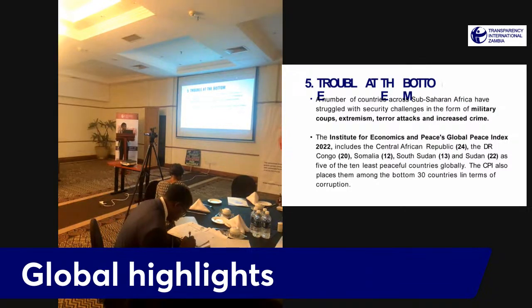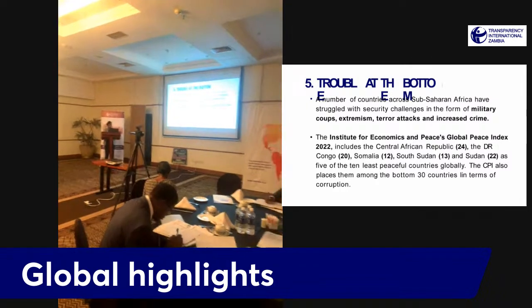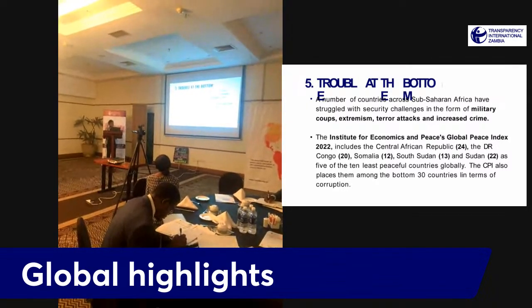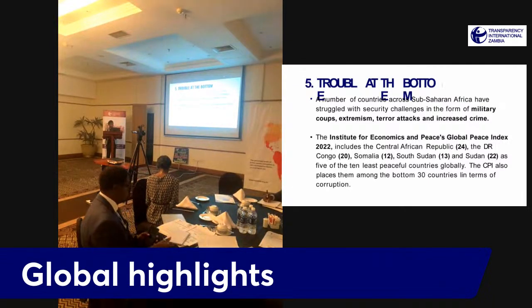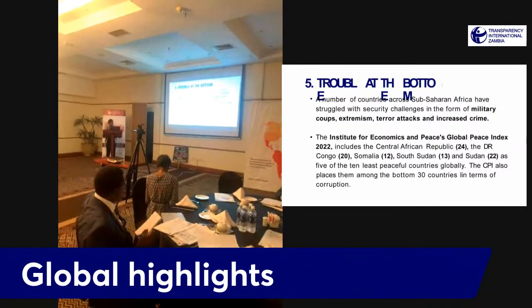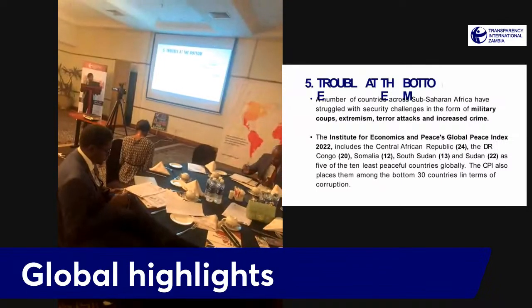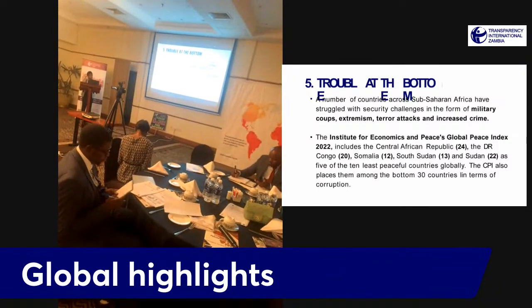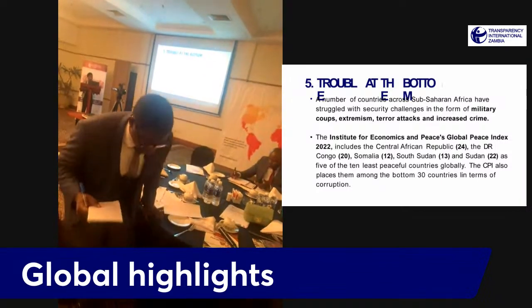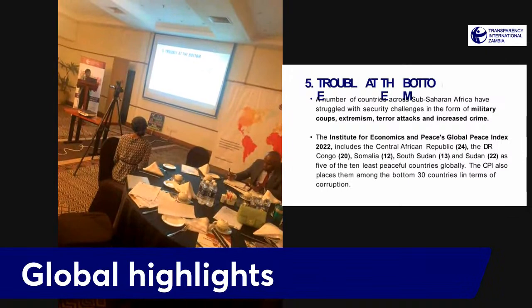We see that the bottom 30 countries from SSA, which includes Central African Republic, DRC, Somalia, South Sudan, and Sudan, which are known as conflicted regions, have a low score on the CPI, and this correlates with the Global Peace Index, which includes them as 5 of the 10 least peaceful countries globally, according to the Institute for Economics and Peace. So we see that the least peaceful countries in the SSA region are also bottom performers when it comes to the Corruption Perception Index in 2022.